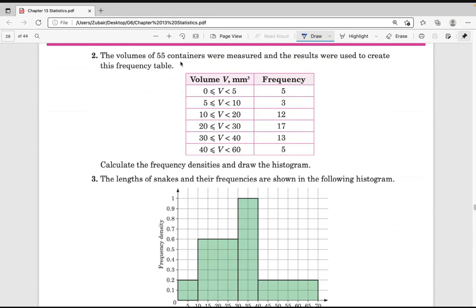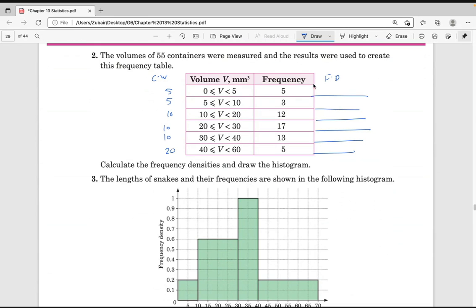The volume of 55 containers were measured and the results were used to create this frequency table. Calculate the frequency densities and draw the histogram. So that's the same exercise. Let's quickly do it. So class width is 5, 5, 10, 10, 10, 20. Frequency density is frequency divided by class width.